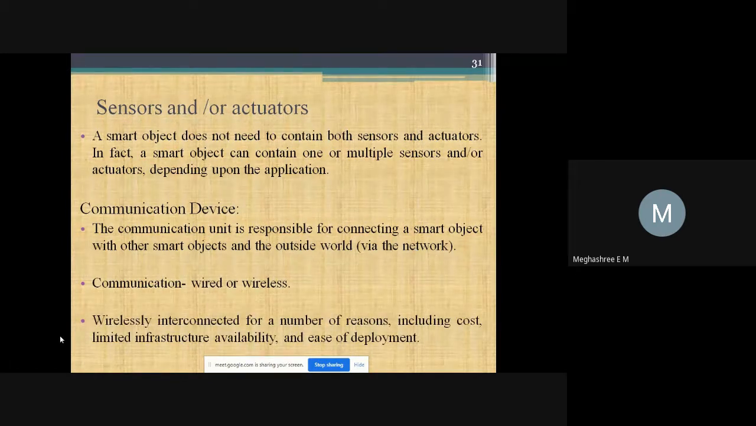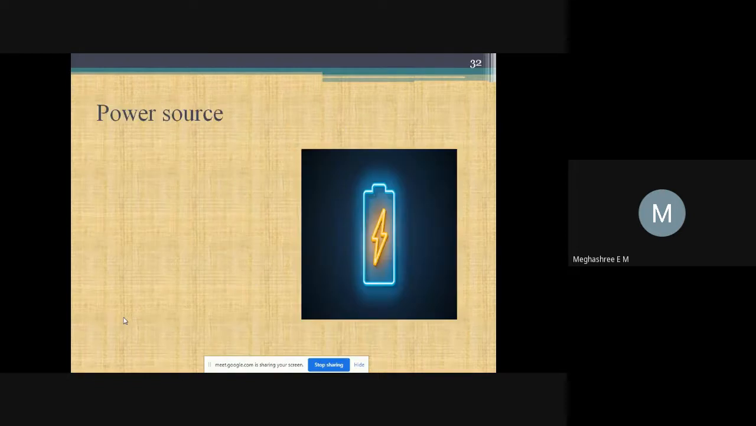Many smart objects are connected wirelessly for many reasons: because of the cost, limited infrastructure availability, and ease of deployment. So for these reasons, smart objects are connected wirelessly. Okay, so that is about the communication device.